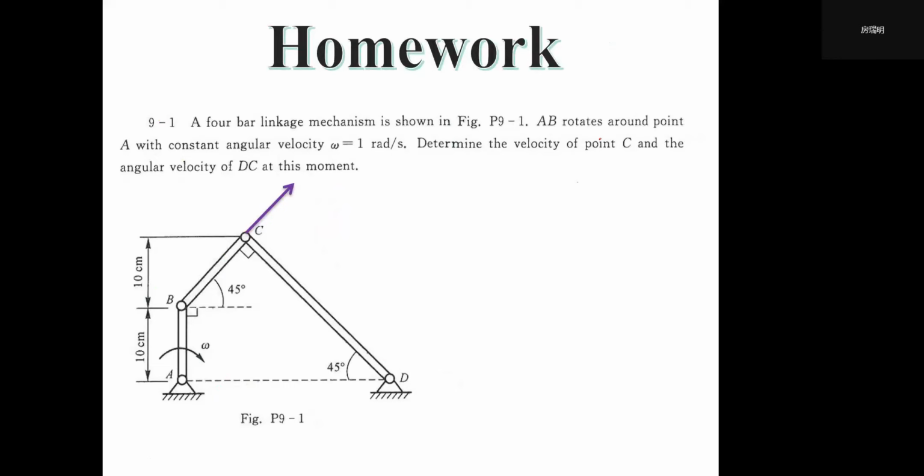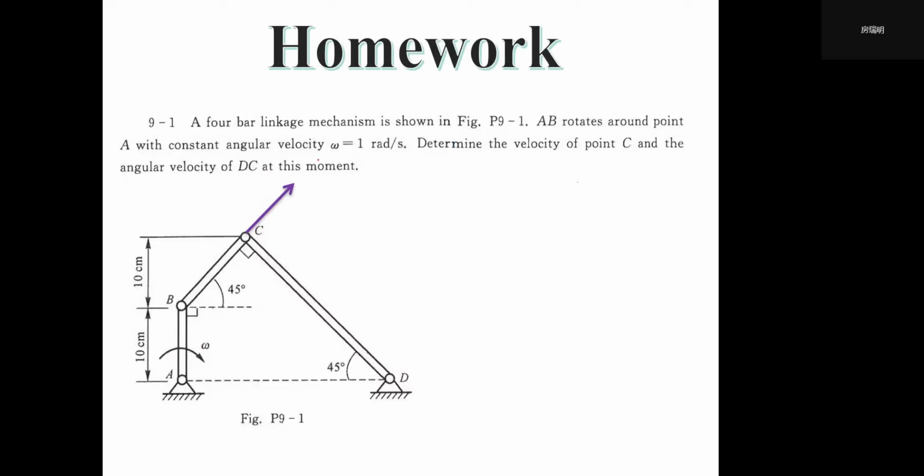So AB rotates around the point A with a constant angular velocity omega equals 1 radian per second. Let us determine the velocity of point C and the angular velocity of DC at this moment. After our analysis of this whole mechanism, we will find AB and CD are two rigid bodies that have a rotation around a fixed point, right?